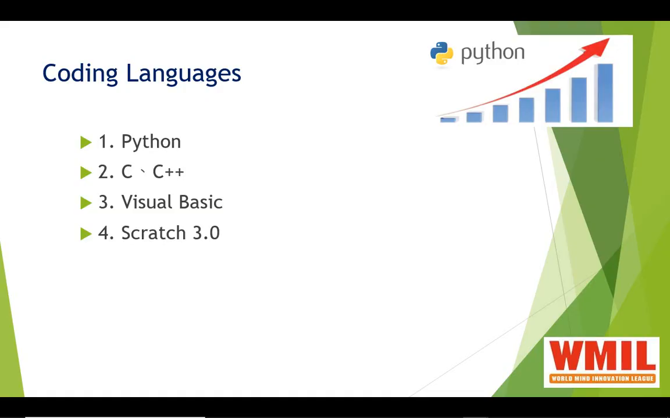And for the elementary school, these students use Scratch 3.0. For levels higher than elementary school, like junior high school or senior high school students, they can choose 4 kinds of language, like Python, or C, or C++, or Visual Basic.